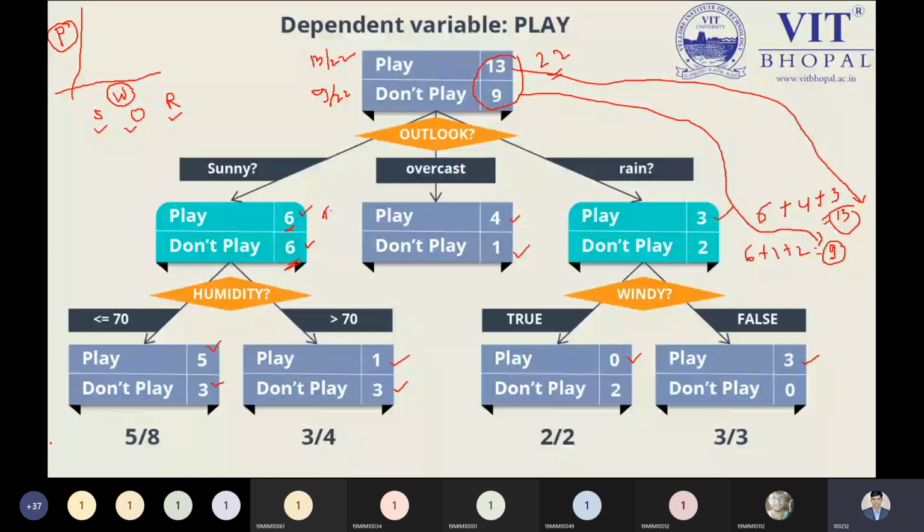Now the conditions are humidity, windy, and outlook. In this simple example, we are finding our information. So what is the dependent variable? Play. An independent variable is our weather. Based on this point, we can represent our information. Here we have multiple independent variables, such as the weather condition we have over here.